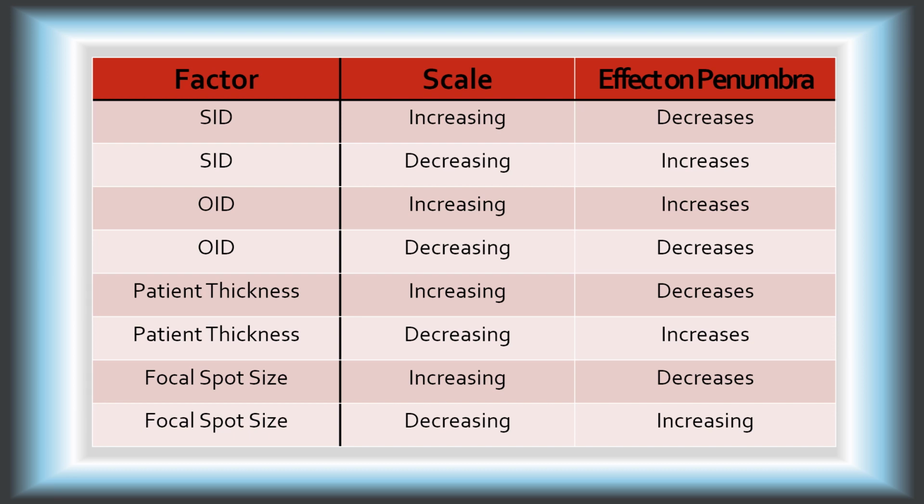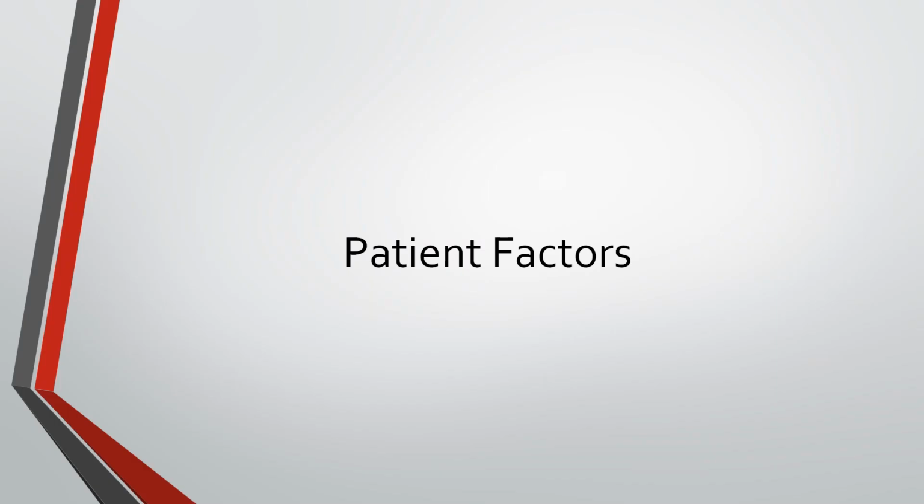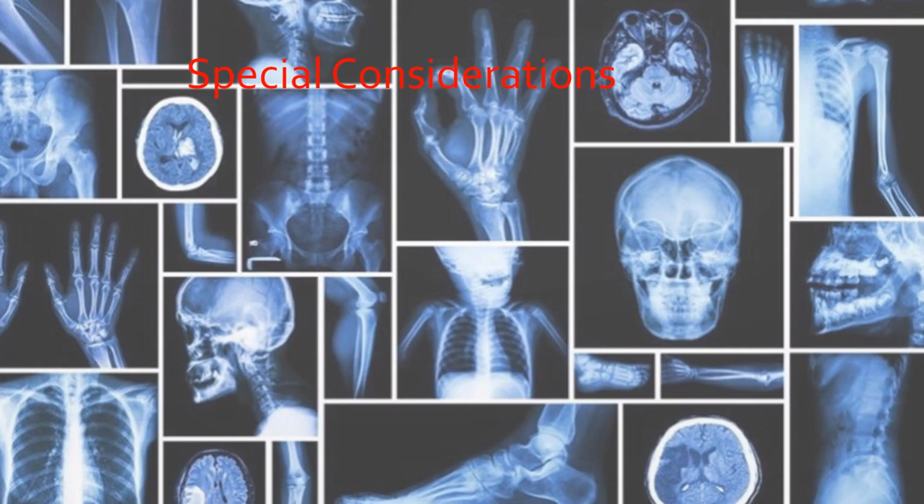But this is a nice chart here that is everything we talked about on penumbra. And remember, the umbra is the sharpness of the image, okay? And the penumbra is the unsharpness of the image due to geometric effects. Next, we'll talk about patient factors. So special considerations when taking a radiograph that we need to think about, okay?